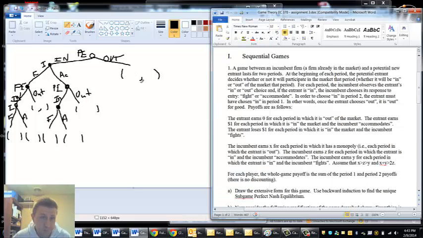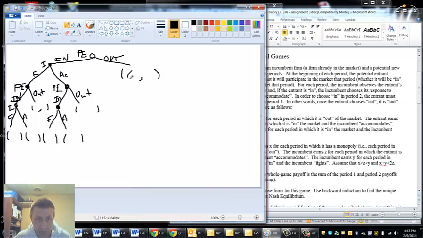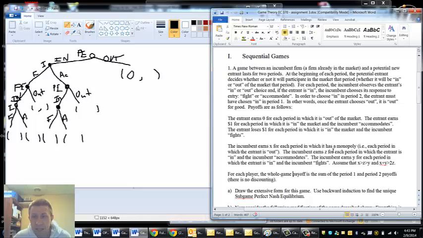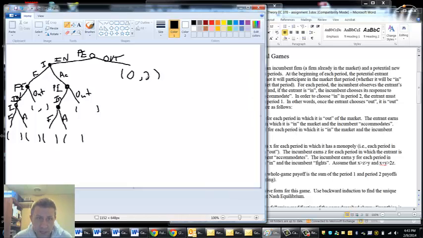What are the payouts? Well, the potential entrant earns 0 for each period it's out, 2 times 0, 0. The incumbent has a monopoly 2 different periods, so it gets x plus x, which equals 2x. Let's find another case where the same thing happens. We've got in, fight, in, fight.